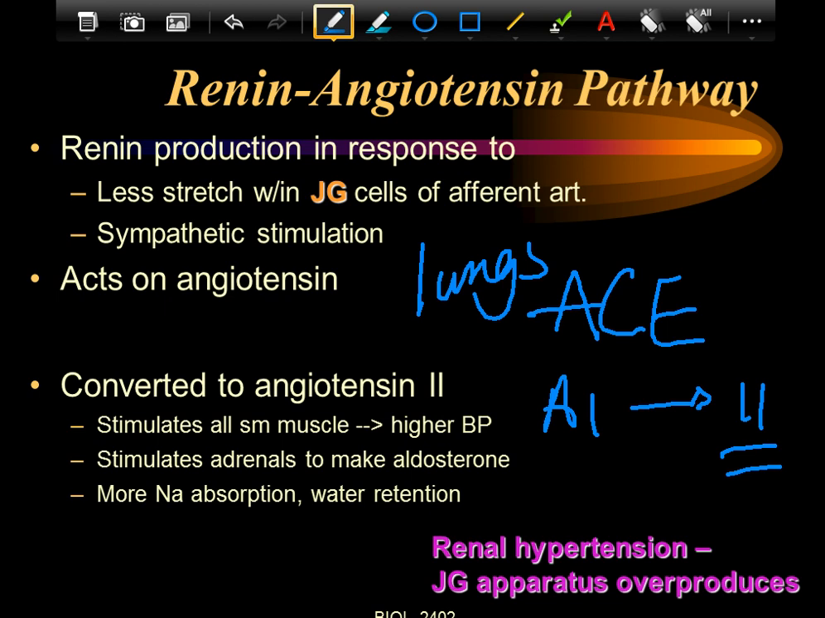So what it does then is vasoconstriction, higher blood pressure, and it signals the adrenals, they make aldosterone, this causes sodium retention, that causes water retention, and all these things together get your blood pressure up, which restores your blood flow in the afferent arteriole back to the kidneys, and life is good again.